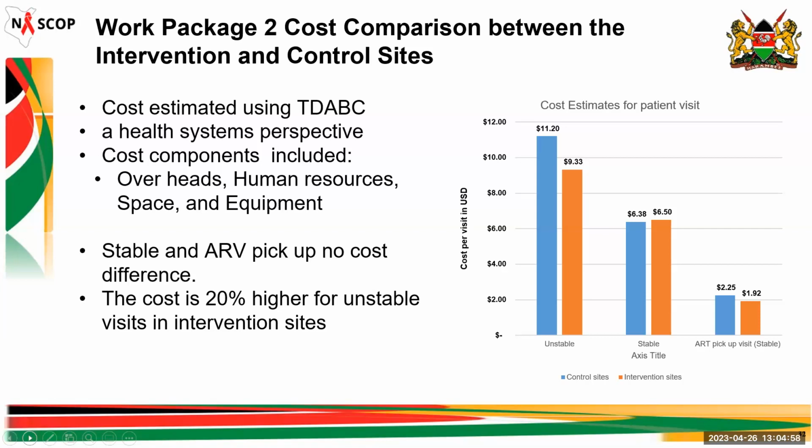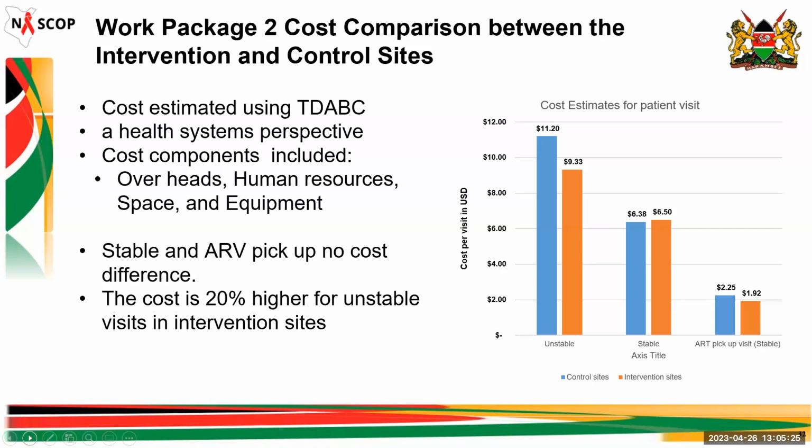If we zero in, in terms of the intervention sites, you can see that for the stable clients, because the assumption was you would be able to spend time and shift resources for the clients who are most in need, there's a little bit more time taken with these clients in terms of counseling, and in terms of the time they take for additional services that probably in other sites were missing.